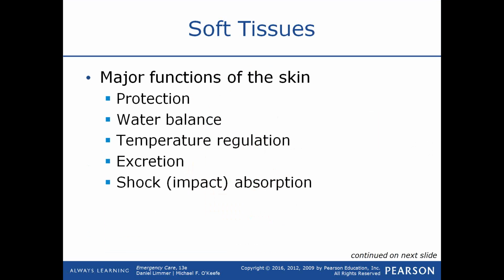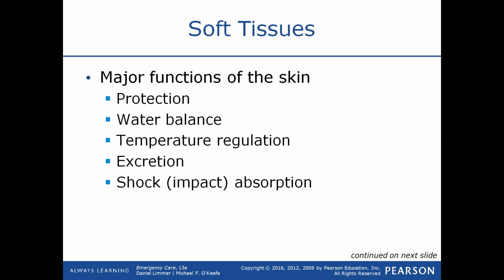So the major function of soft tissue, or the major function of skin, is that it does provide protection from the environment. It helps regulate your water balance by sweating or not sweating. It helps regulate your temperature by sweating or not sweating. It helps excrete. You excrete medicines through your skin. You excrete toxins through your skin. And the skin will also act as a shock absorber when you're struck by a traumatic force.